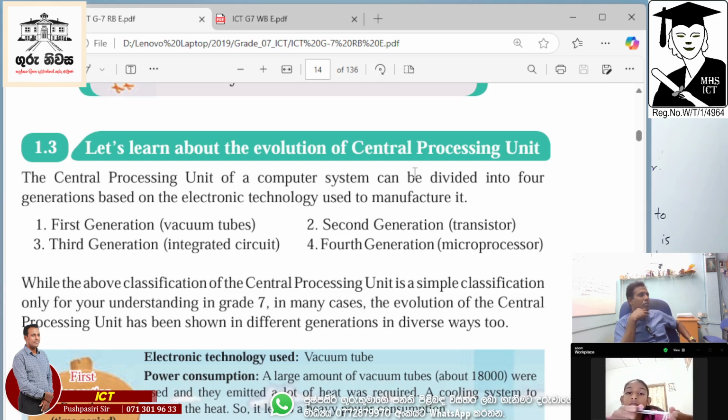The central processing unit of the computer system can be divided into four generations based on the electronic technology used to manufacture it. So there are four main categories according to the technology.